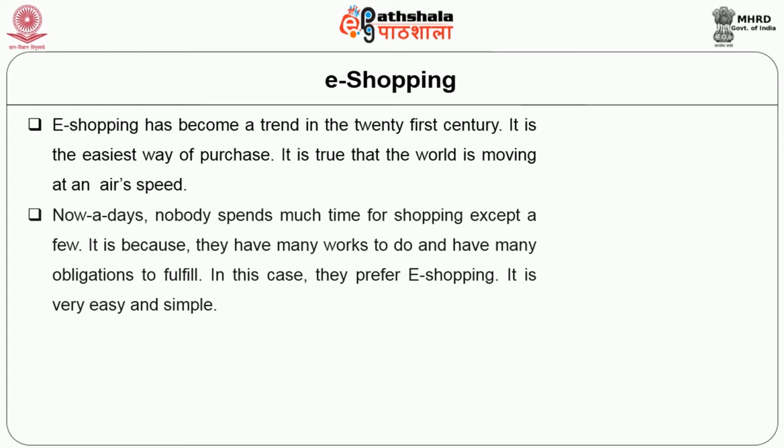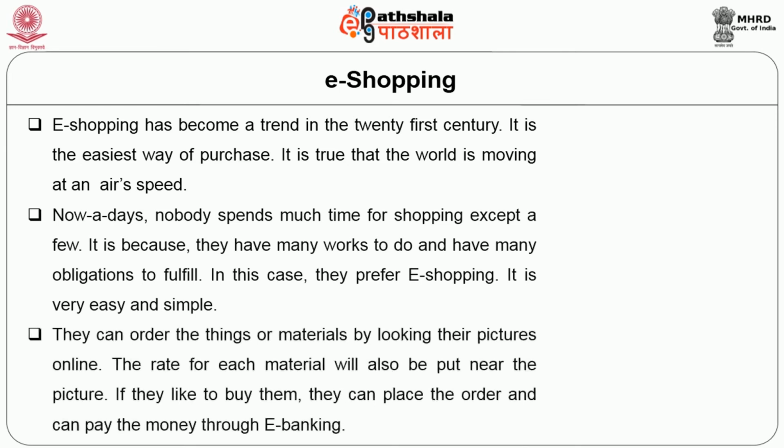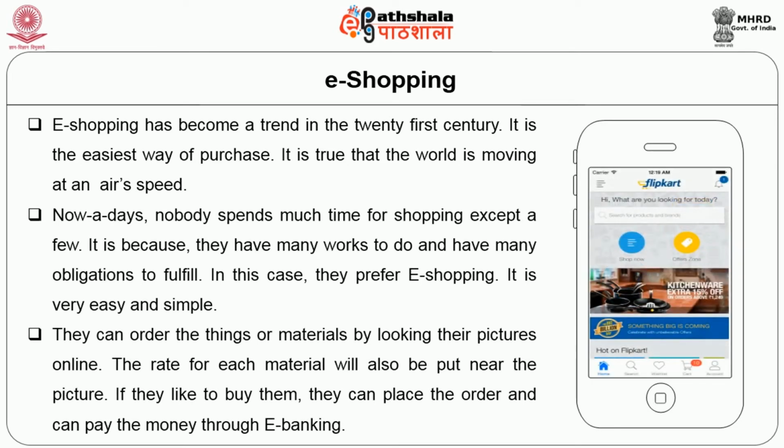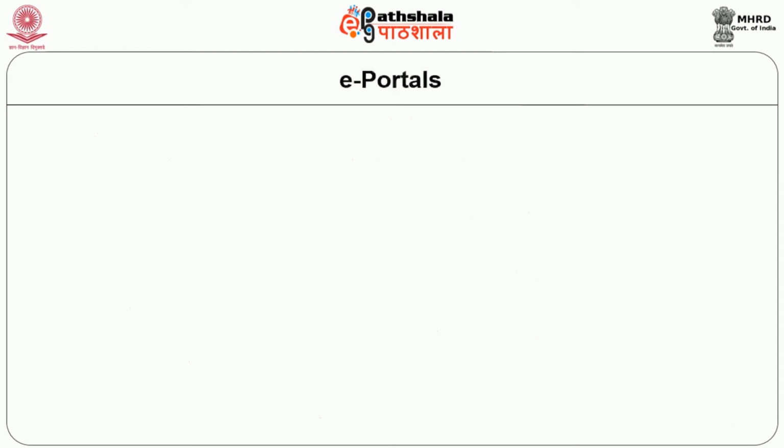In this case, to prefer e-shopping is very simple. They can order the things or materials by looking at their picture online. The rate of each material will be put near the picture. If they like to buy them, they can place the order and can pay the money through e-banking. They can also pay the amount as cash on delivery. The most used e-shopping sites include Amazon, Flipkart, ShopClues, etc. E-shopping provides much option within a much lesser time and with a click of a button.